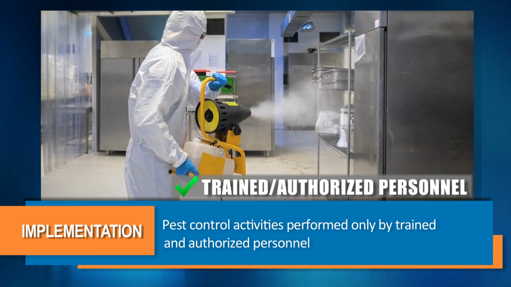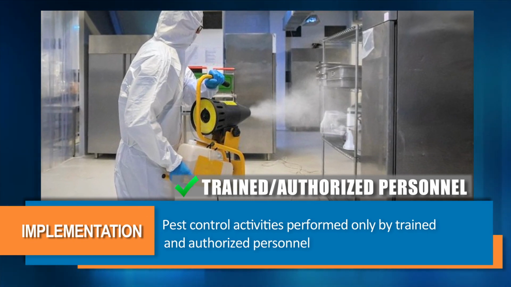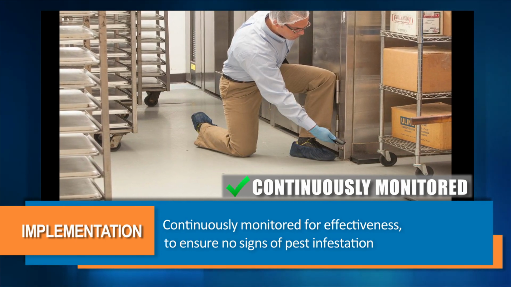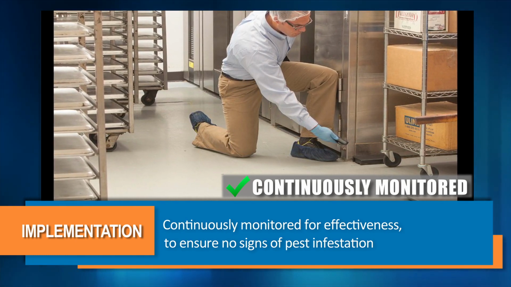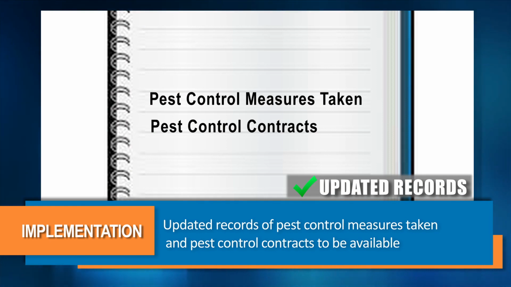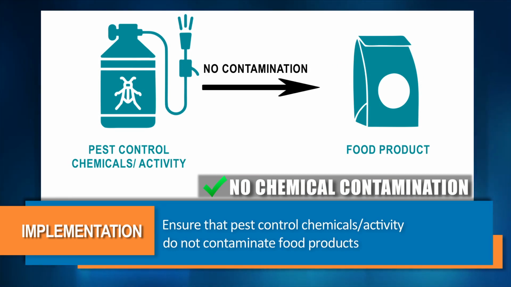The pest control activities shall be performed only by trained and authorized personnel. These shall be continuously monitored for their effectiveness to ensure that there are no signs of pest infestation. Updated records of pest control measures taken and pest control contracts shall be available. It shall also be ensured that pest control chemicals or activity do not contaminate the food products.